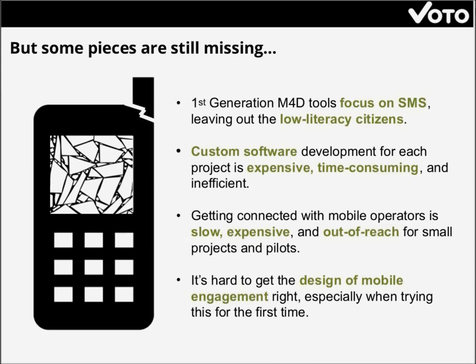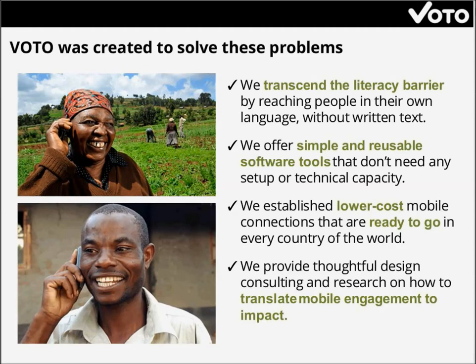And when you're trying to be an expert at everything, I think we know the consequences of that all too well. So what we're doing is transcending literacy barriers by reaching people in their own language without written text. So moving away from text messaging, while we offer text-based solutions, we really focus on the power of voice. And when I'm talking about voice, the technology is called IVR, Interactive Voice Response. But really, it's a voice call. It's a recorded audio recording being sent out as a phone call.